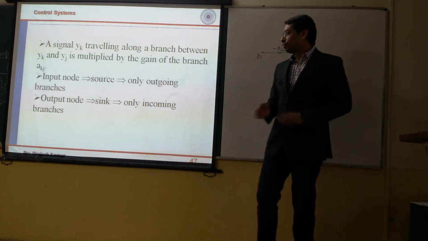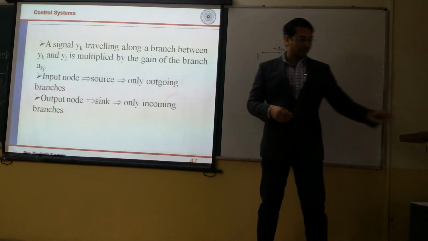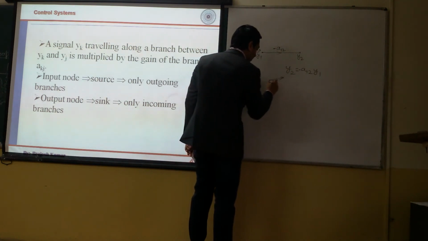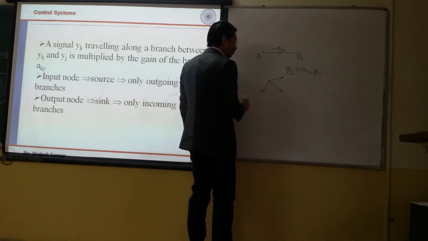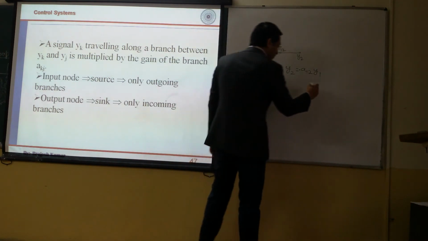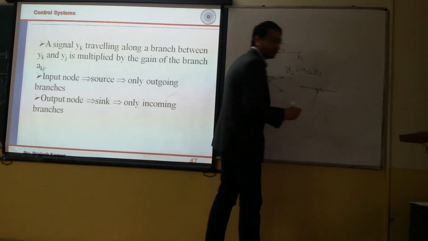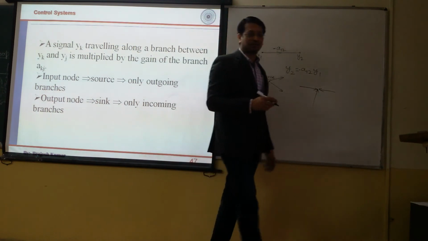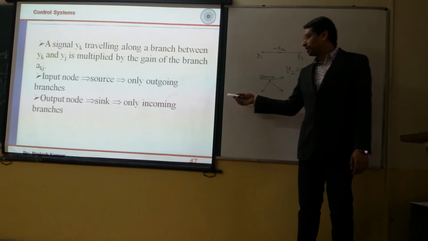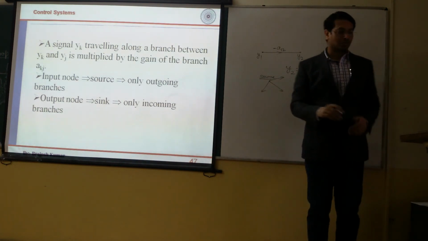Input nodes are also known as source, and these are the nodes which have outgoing branches. Suppose you have some node like this, then you can say this is your source. Accordingly, at the sink, all the graph will try to converge, meaning divergent and convergent nature. Output node is equal to sink, which has only incoming branches. This is your output node or sink, and this is your source.